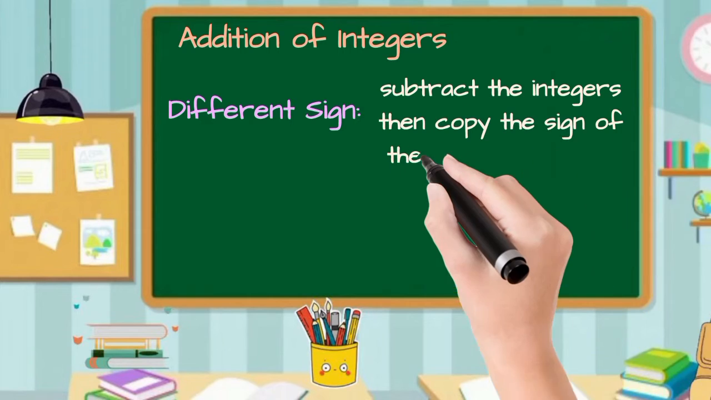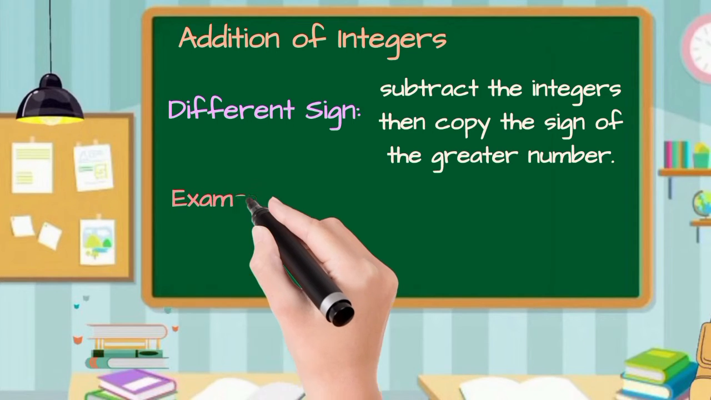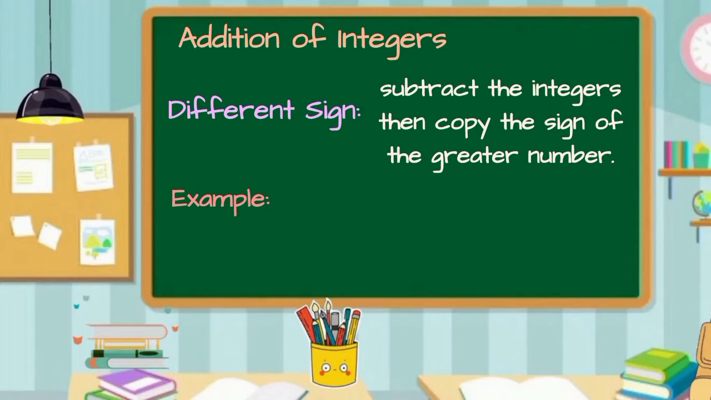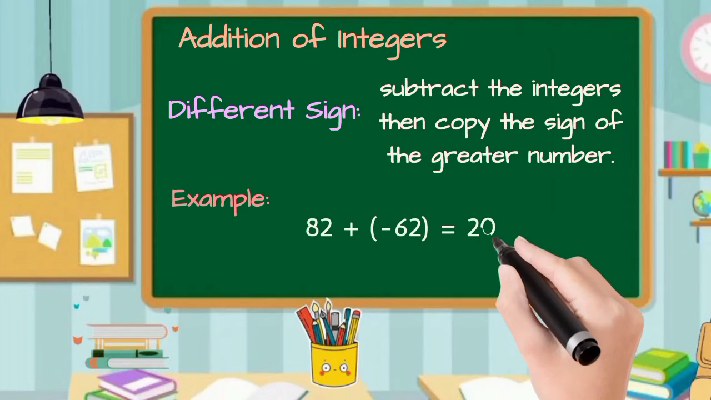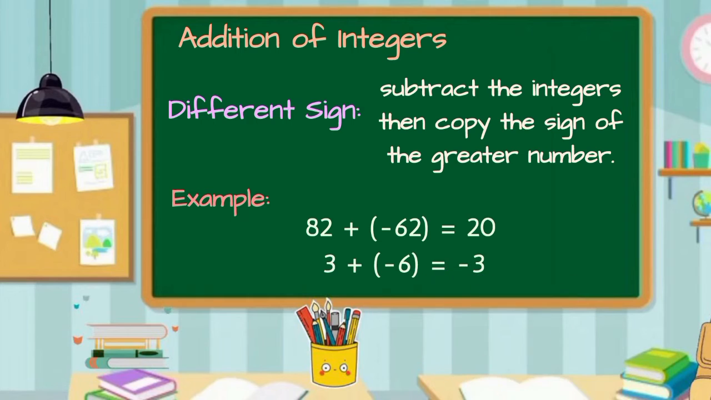And if the integers have different signs, then we subtract the integers and copy the sign of the greater number. For example, 82 plus -62 is equal to +20, and 3 plus -6 is equal to -3. So you see, the integers shown have different signs, so we subtracted the integers, then copied the sign of the greater number.